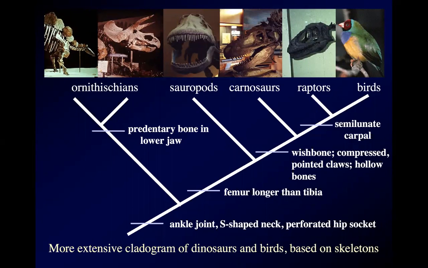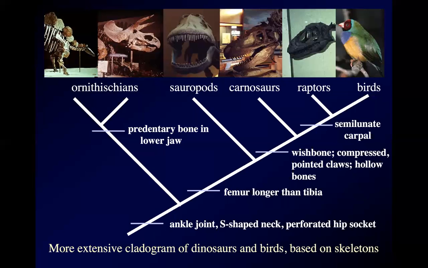So for example, all dinosaurs and birds share that distinctive ankle joint and the S-shaped neck. One subgroup of dinosaurs called the ornithischians has a particular bone in the lower jaw called the predentary. That includes the armored dinosaurs like Stegosaurus. That was Spike in Land Before Time. And that includes the horned dinosaurs like Triceratops, which I think was like Cappy in Land Before Time.